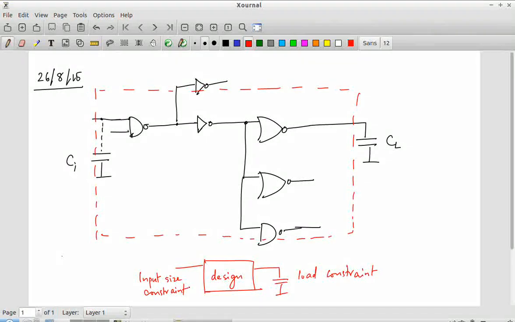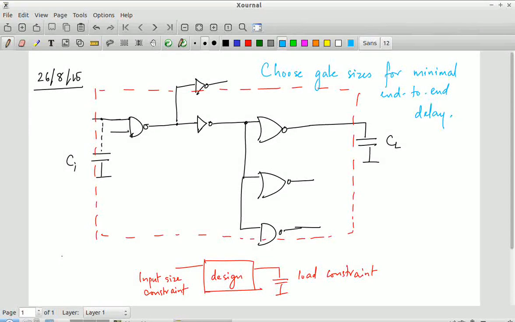Right? So you need to be able to drive a load of such and such quantity, so many femtofarads or so many picofarads. At the same time, you cannot present more than such a large load to your input, to whoever is driving it. Okay, under those conditions, you need to devise what is the best set of gate sizes. The problem itself is: choose the gate size for minimal end to end delay. So it's a very specific problem that we are trying to solve over here.